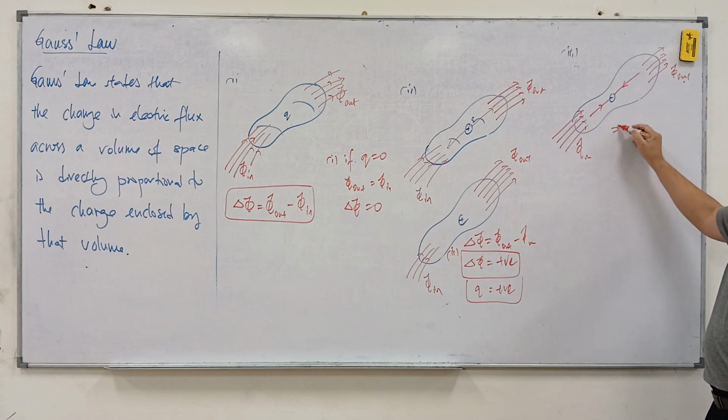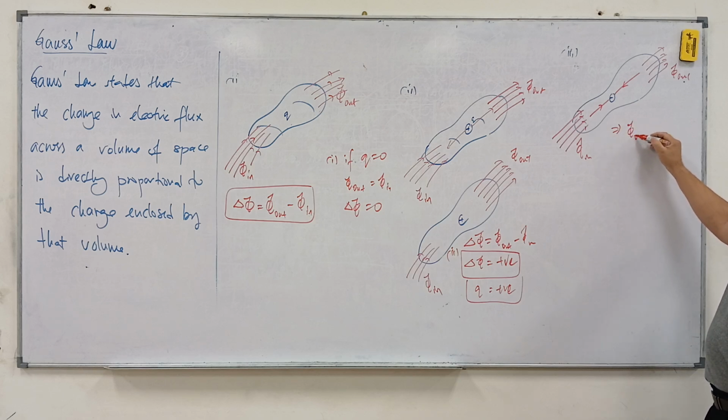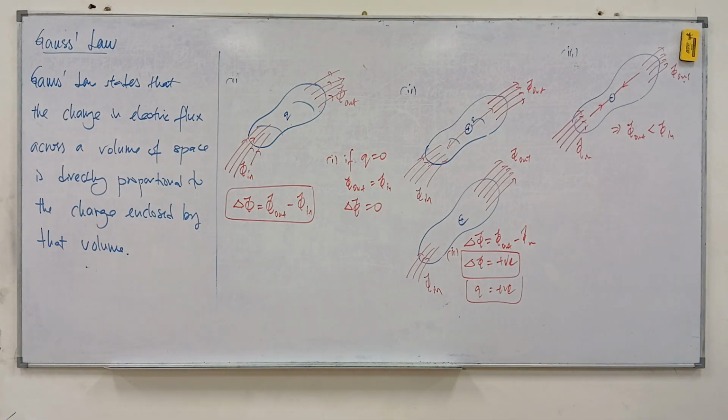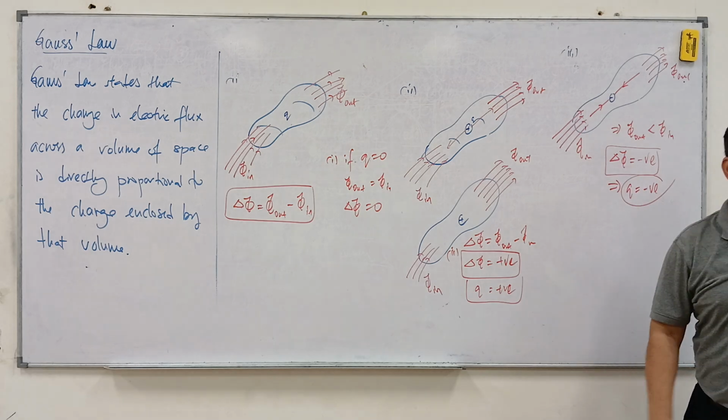So now the conclusion is your phi out is less than the phi in. Because if you use 3 minus 5, you get -2. The -2 simply means that you have a negative charge. So here, since it is less than that, our delta phi is going to be negative. So the conclusion is Q must be a negative charge enclosed inside, even though you cannot see it.